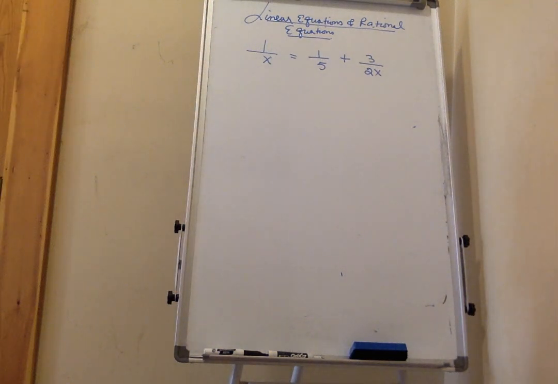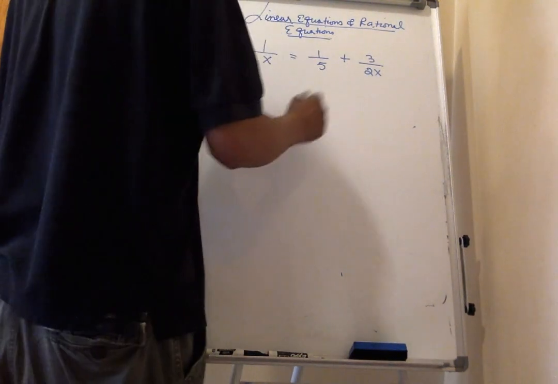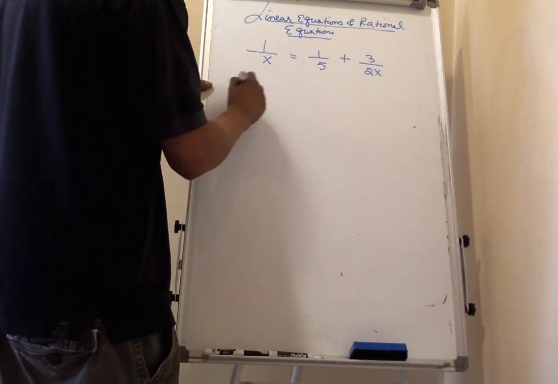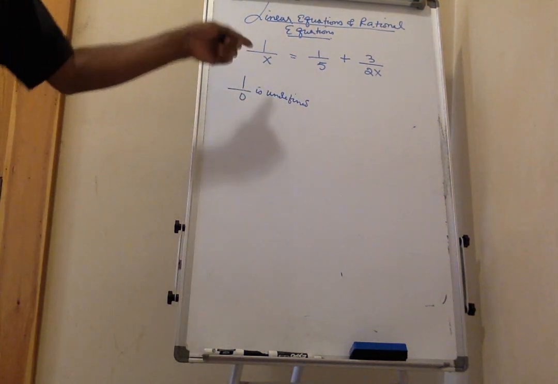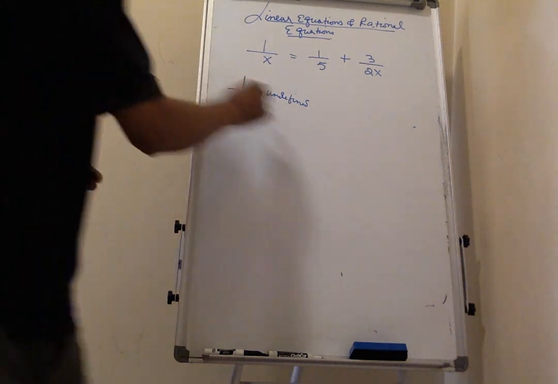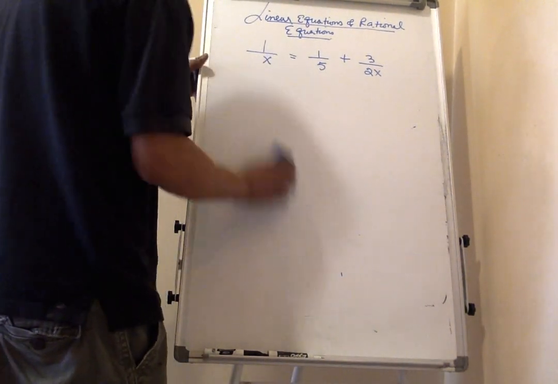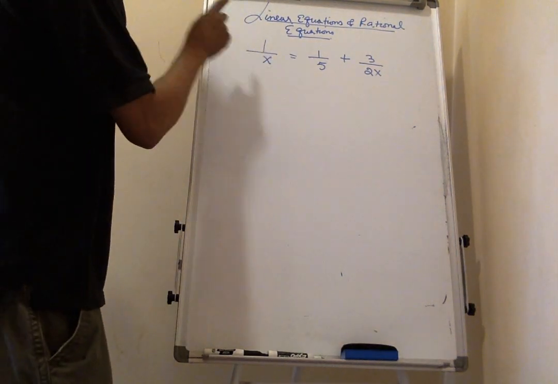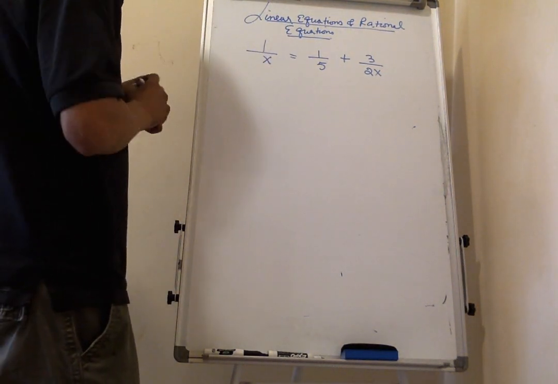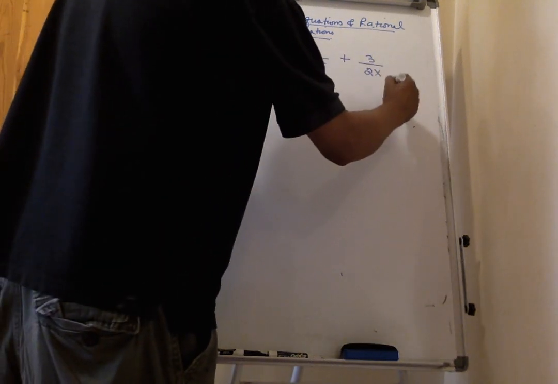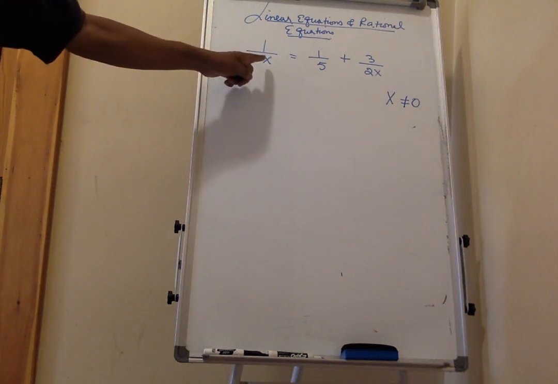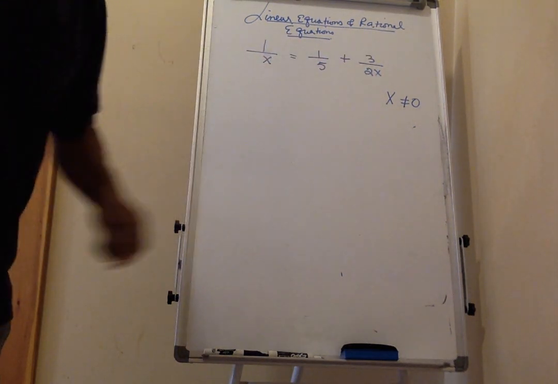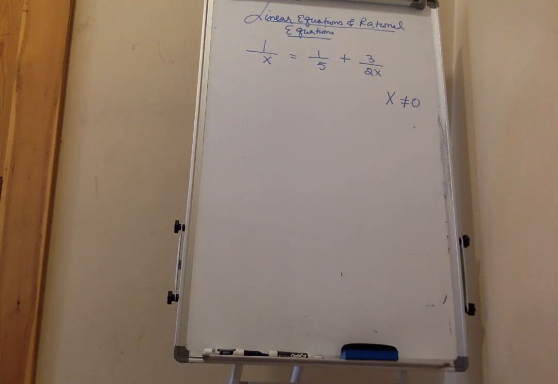Now, here we have to be cautious because there is a restriction. You know, anything over 0 is undefined, right? 1 over 0 is undefined. So before we even start solving this equation, we have to make the statement, whatever x we can find, that x cannot equal 0, because if x is equal to 0, this becomes undefined, and this also becomes undefined. And we don't want to do that.